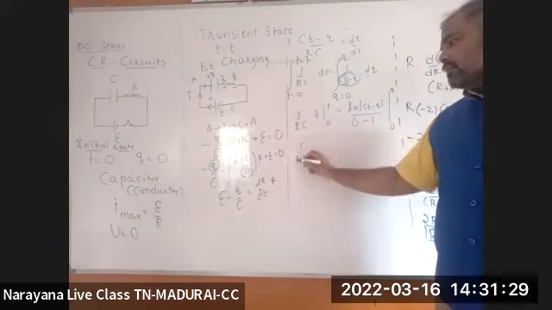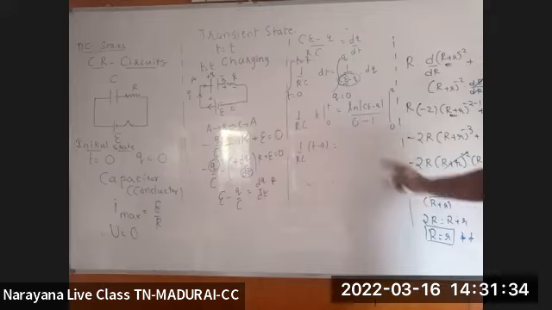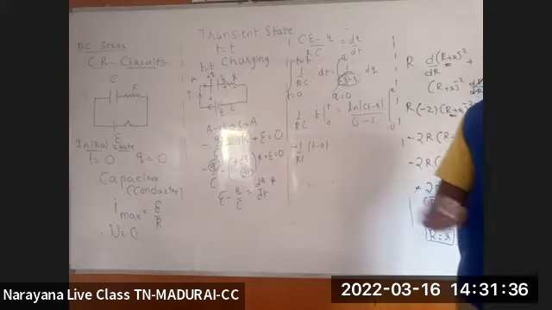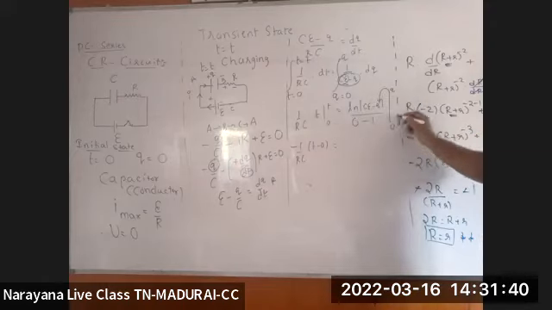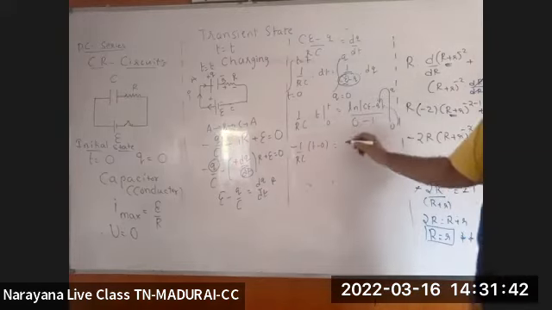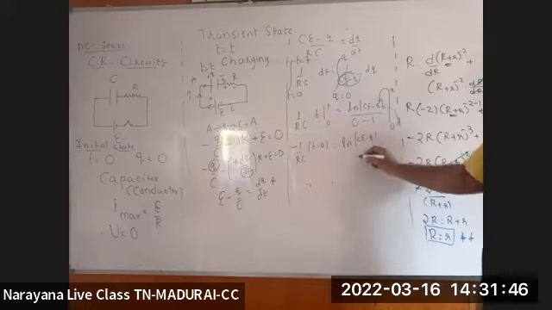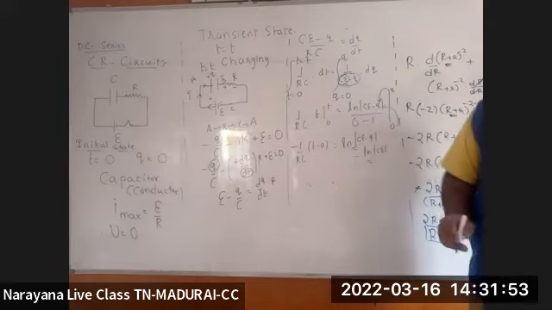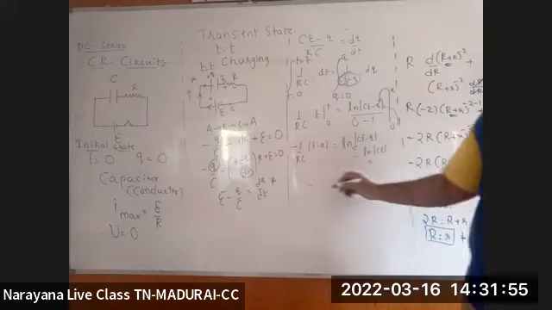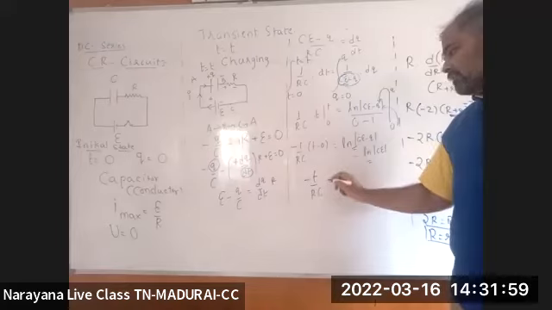Correct? So how much will that be? 1 by RC into (t minus 0) is equal to, this minus 1 I am sending this side, it will be minus 1 by RC. Put the upper limit first, then put the lower limit. So what do you get? ln of (C E minus Q) minus ln of C into E. What is ln A minus ln B? ln of A by B.